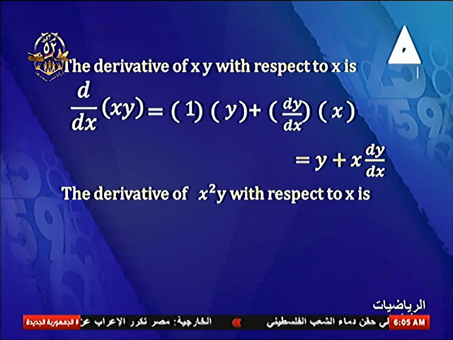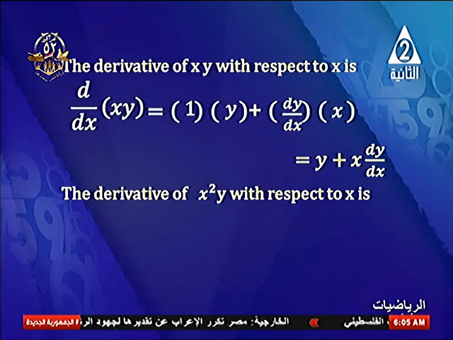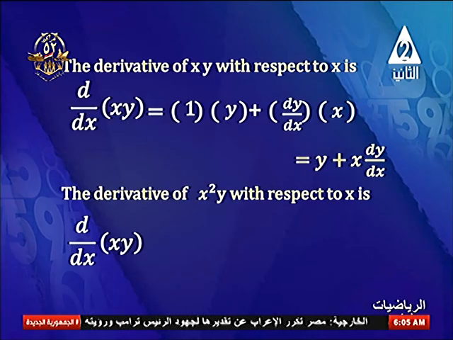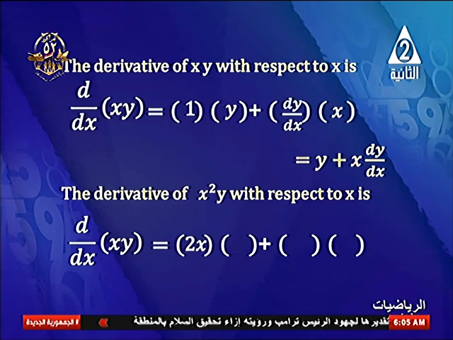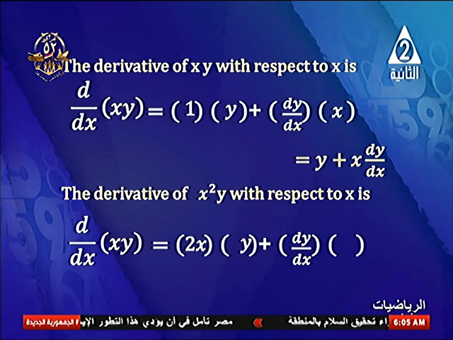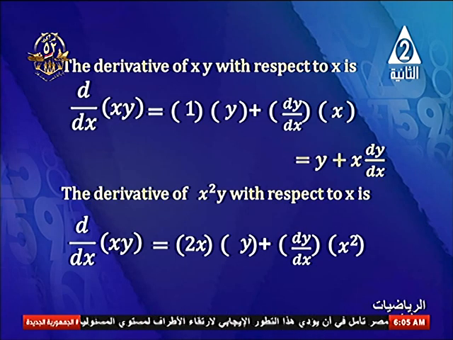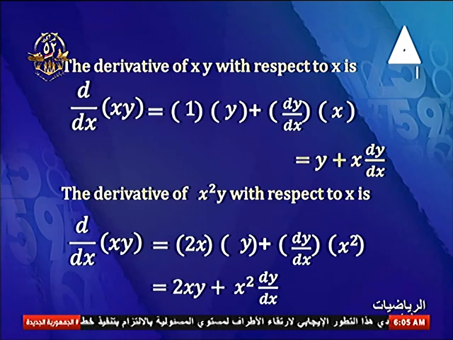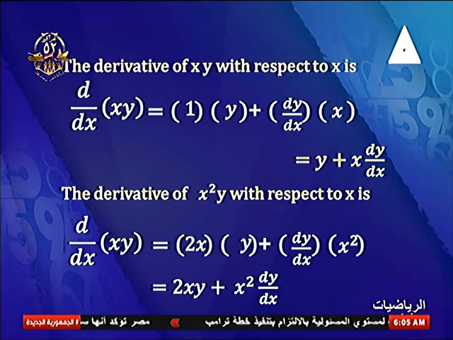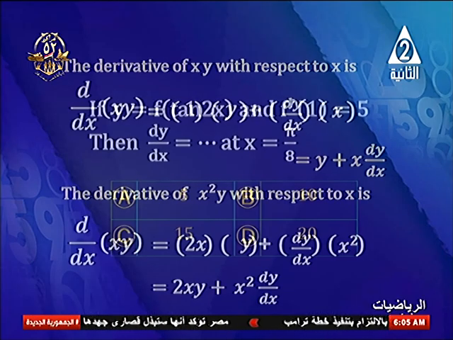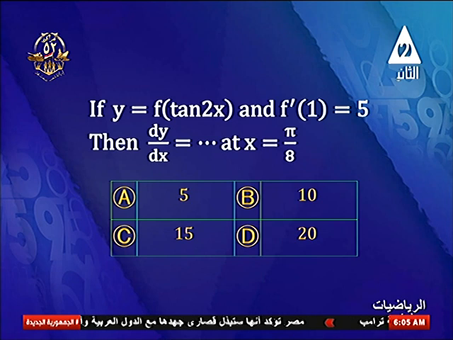Differentiation or derivative of x square y with respect to x. At first, look at derivative of x square, 2x multiply y, plus derivative of second, dy over dx, multiply x square. Then the answer is 2xy plus x square dy over dx. Now we are going to translate to two important examples.